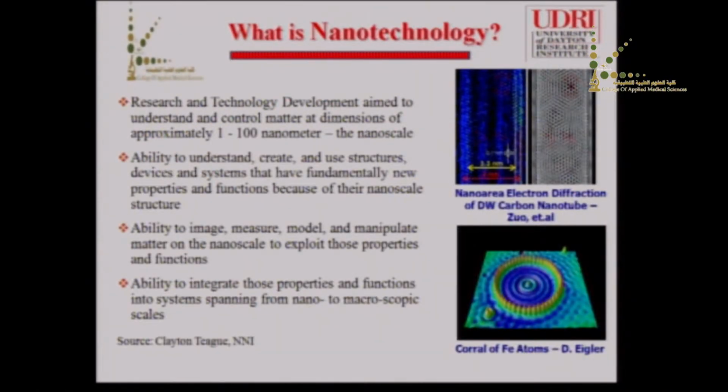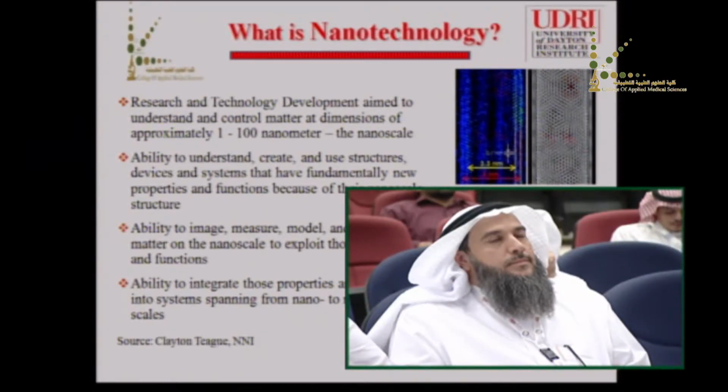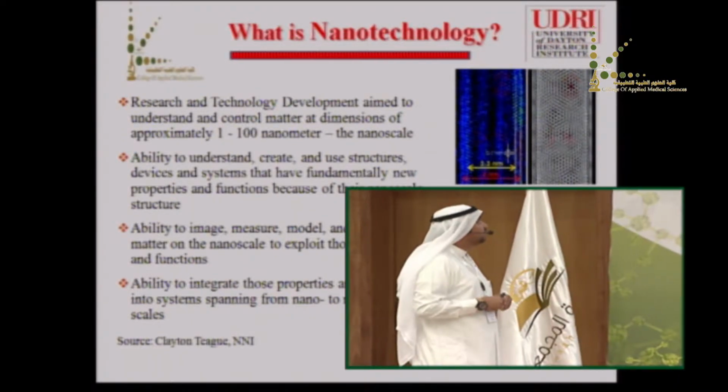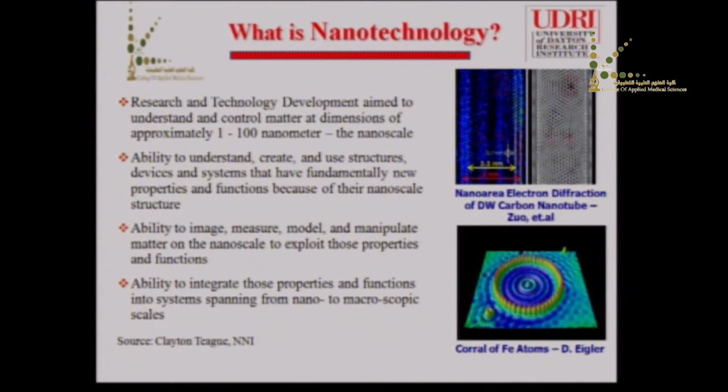Nanotechnology, what does that mean? What are you looking for? Applied research and technology development to understand and control matter at the nanoscale, nanometer and nanoscale. The ability to understand and create and use structures, devices, and systems with fundamentally new properties. As I mentioned also, physical properties or chemical and so on. Also the ability to imagine, measure, and think about how the particles look inside. Also the ability to integrate those properties and functions.